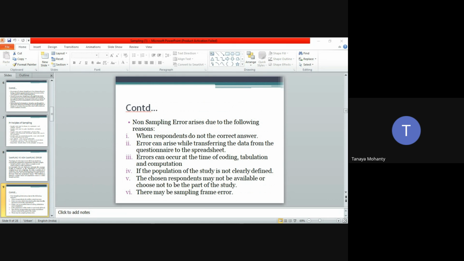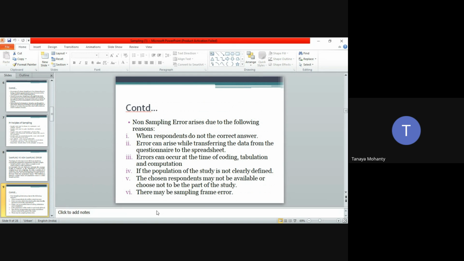Now let's have a look at the different kinds of non-sampling errors. First, when respondents do not give you the correct answer. When does non-sampling error appear? When you have identified some respondents for your study, and either the respondent is not interested or is quite bored with your questions, he or she tends to give you an incorrect answer to the questions that you have put forth.